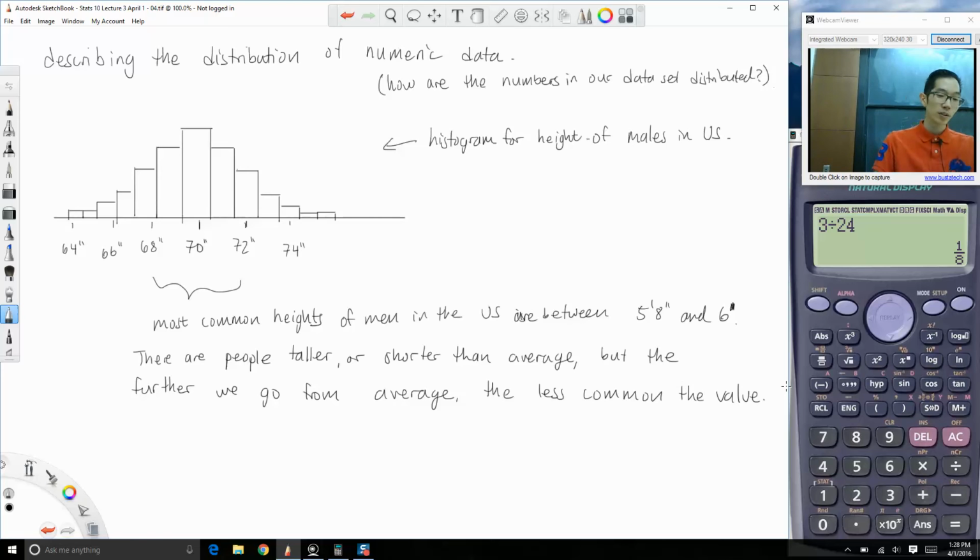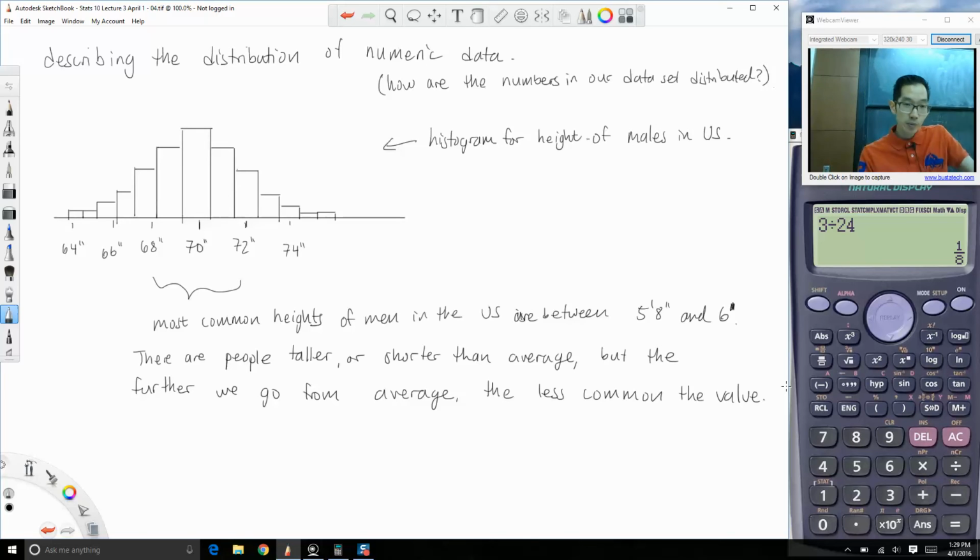Okay, so are there people who are 6'7"? Yes. Are there lots of people who are 6'7"? No. Are there men who are 5 feet even? Yes. Are there lots? No. Most are going to be in this, quote, typical or average range of around 5'8" to 6 feet tall. I don't know about the majority, but a lot. And then the further you go away from that, it becomes less common as you get farther away.